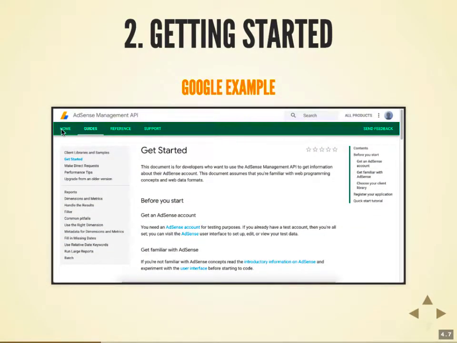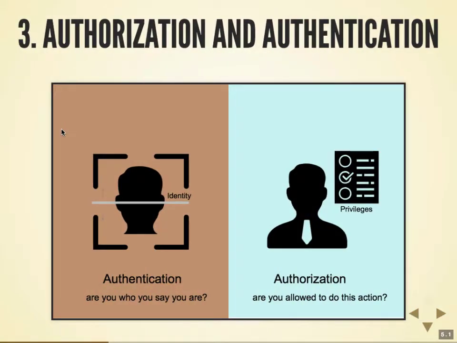Google has some as well. Okay. Authorization and authentication. Essentially, authentication asks, are you who you say you are? And authorization asks, are you allowed to do this action? And this is one of the essential sections in your documentation, because without this, people can't make a request.